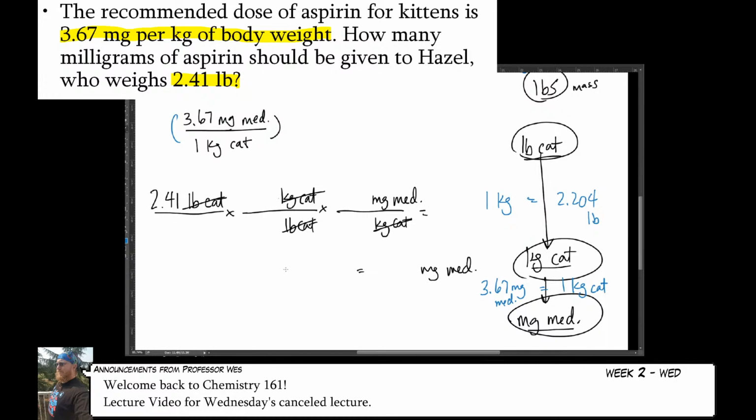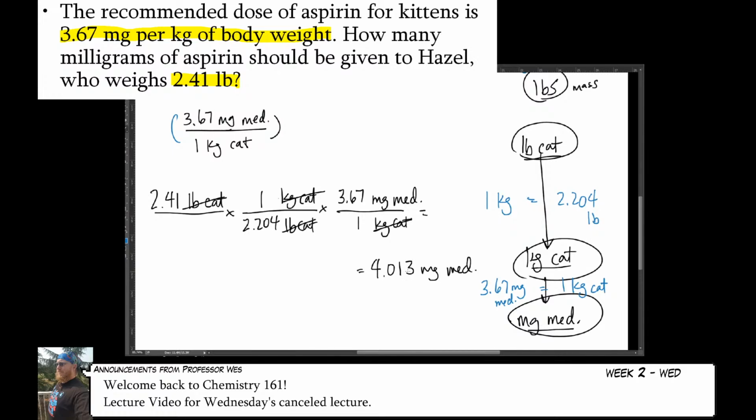All right, let's do the numbers. A 1 kilogram cat would have a weight of 2.204 pounds. And I would give a 1 kilogram cat 3.67 milligrams of medicine. So for my cat that has a different weight than 1 kilogram, this would be the calculation to determine how much to give her. I'm punching it in my calculator. That's the wrong button. What I got was 4.0130.